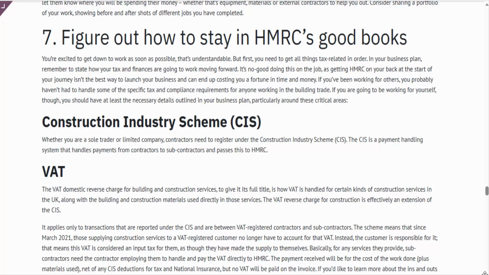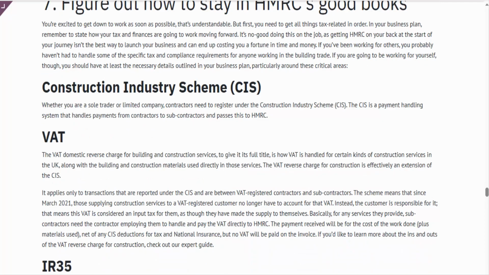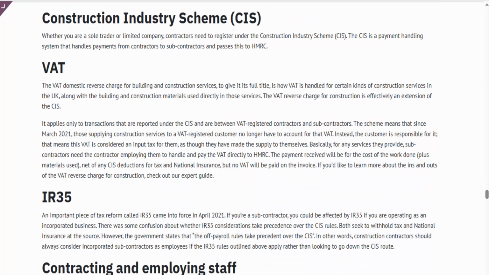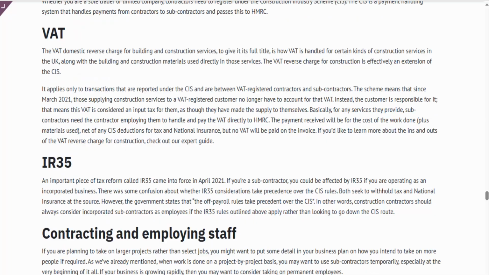If you've been working for others, you probably haven't had to handle some of the specific tax and compliance requirements for anyone working in the building trade. If you are going to be working for yourself, though, you should have at least the necessary details outlined in your business plan, particularly around these critical areas. Construction Industry Scheme, CIS, whether you are a sole trader or limited company. Contractors need to register under the Construction Industry Scheme, CIS. The CIS is a payment handling system that handles payments from contractors to subcontractors and passes this to HMRC.